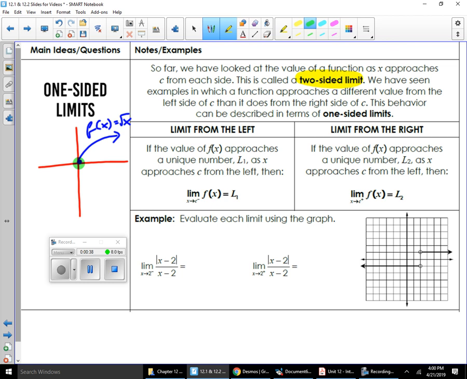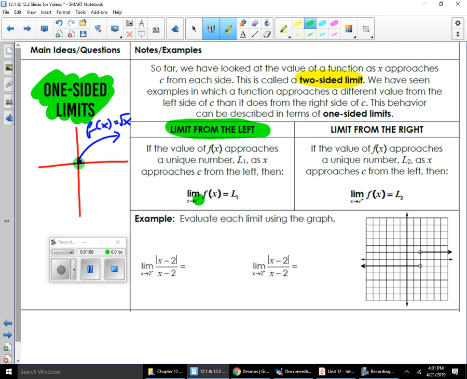Other functions that we've seen have jump discontinuities. So we can talk about left and right limits even though altogether the two-sided limit doesn't exist. The purpose of this section is just to look at those one-sided limits, how to deal with functions who have only one kind of limit, whether it's left or right, or they have both a left and a right, but they don't match.